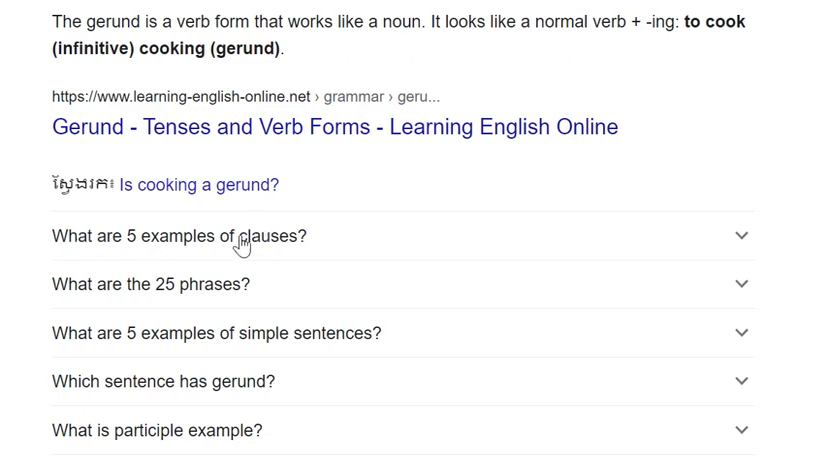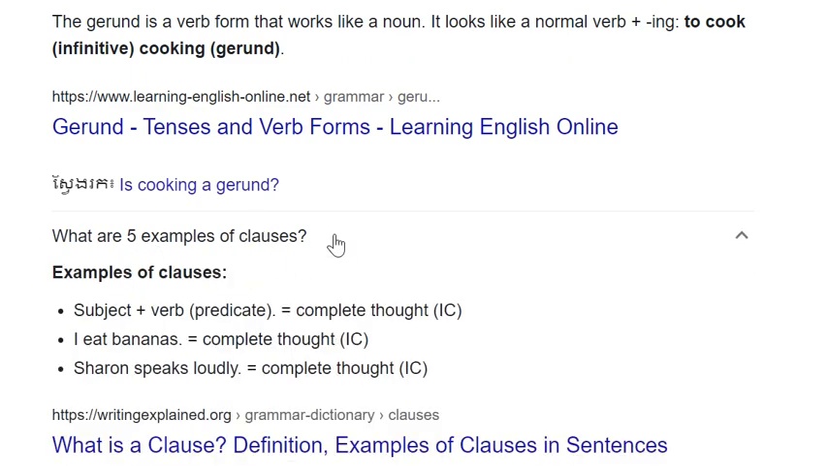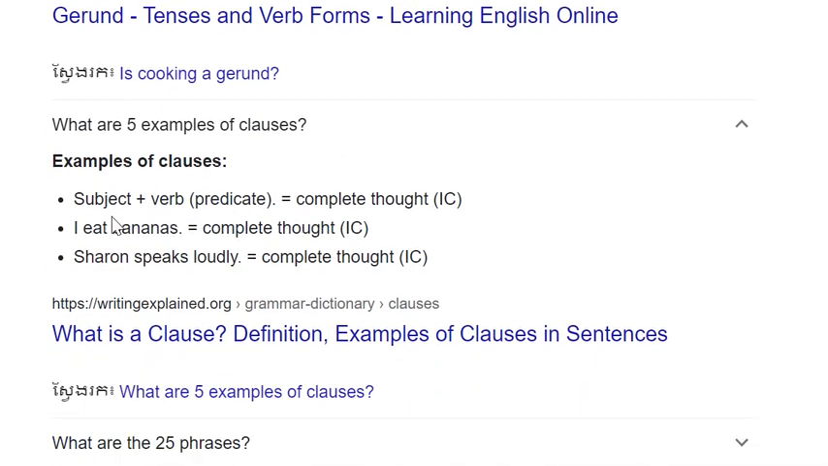What is an example of clauses? Subject plus verb, like predicate, complete thought. I eat banana, complete thought. Sharon speaks loudly, complete thought.